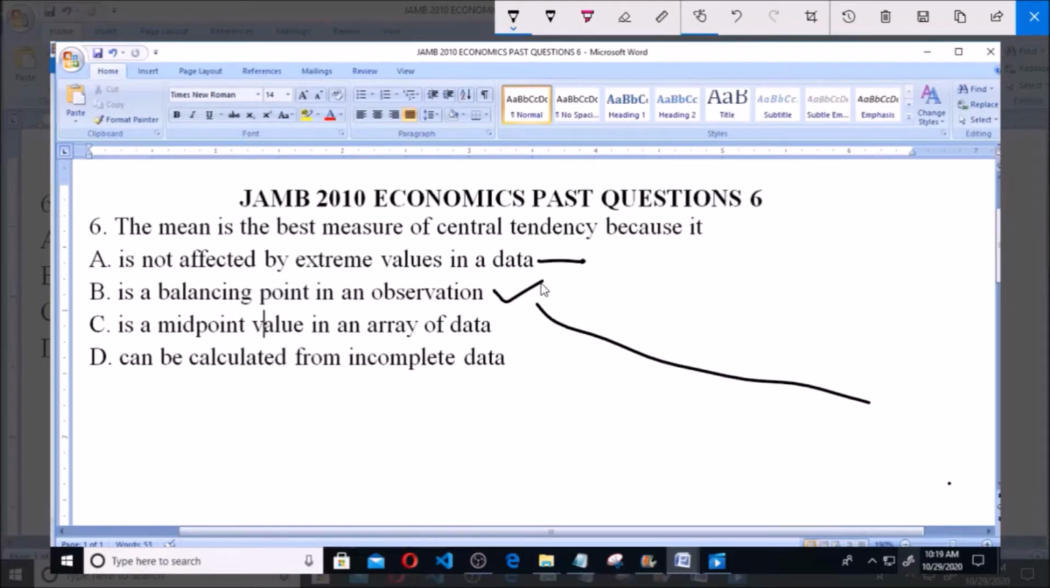C, it is the commonest measure of central tendency. D, the midpoint value. The mean is not the median. The median deals with midpoints, the middle of a series of values. Another option says it can be calculated from incomplete data. The data should be complete for a mean to be determined. So the correct answer from the above options is option B, which is a balancing point in an observation.